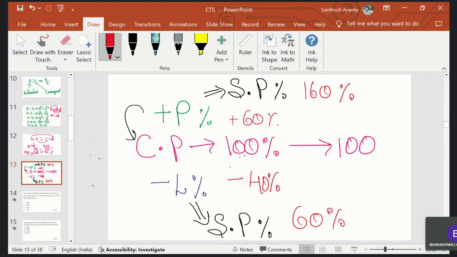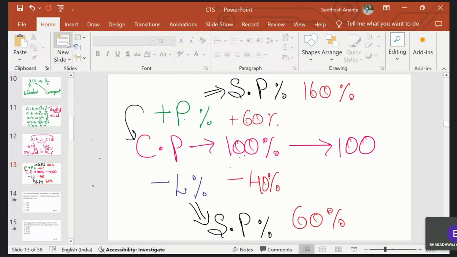Loss percentage means subtract it from the cost price. If you subtract the loss percentage from the cost price, then you will get the selling price percentage. If they give you the profit percentage, add the profit percentage to the cost price, and you will get the selling price percentage. In the questions they will give you the selling price value. This is about profit and loss.